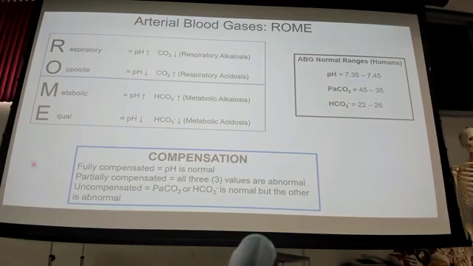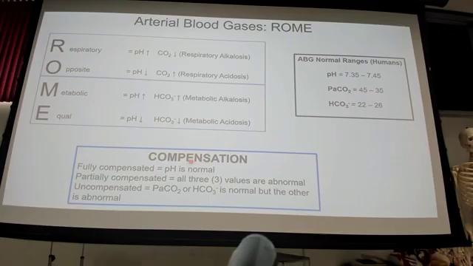So metabolic equal: we know bicarbonate is the basic component. So if pH is low, that means bicarbonate levels will be low. When pH is high, bicarbonate levels will be high. Okay, so here's that normal range that I recommend you guys know for how to assess arterial blood gases.